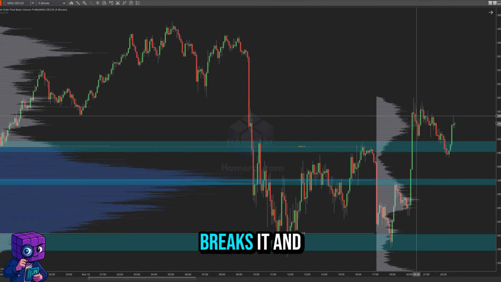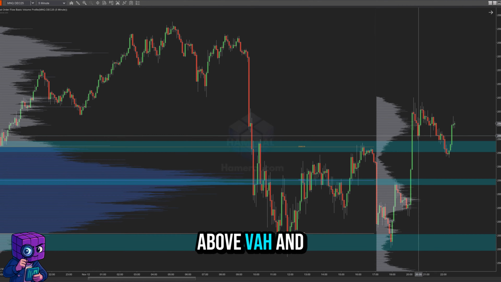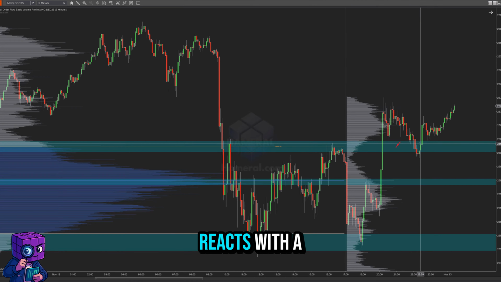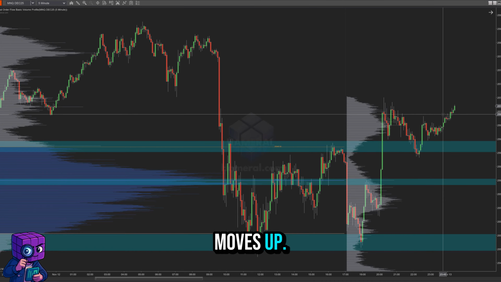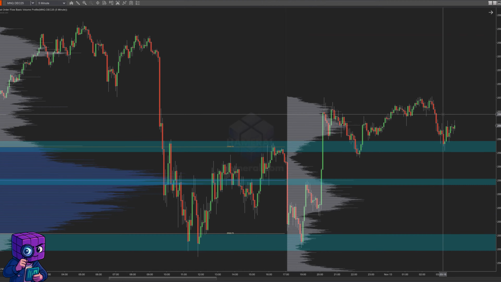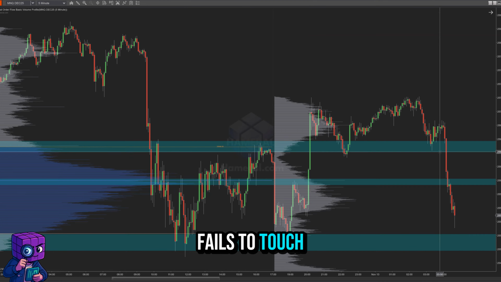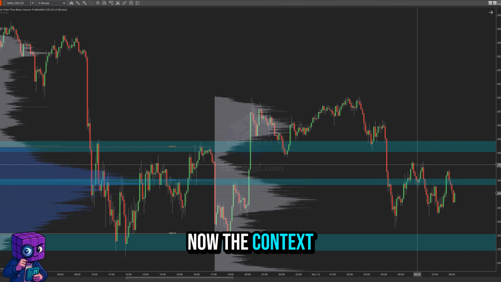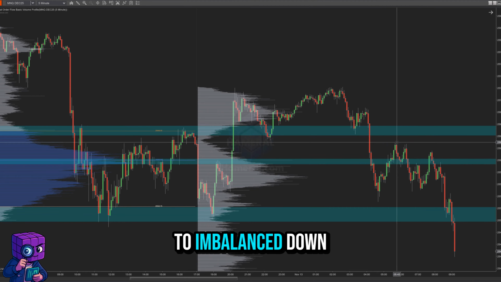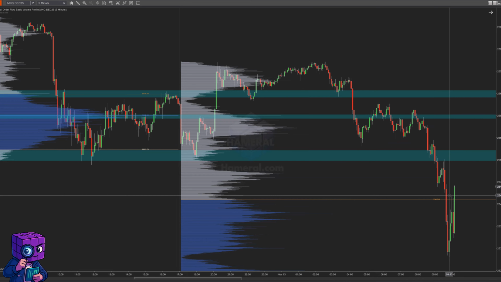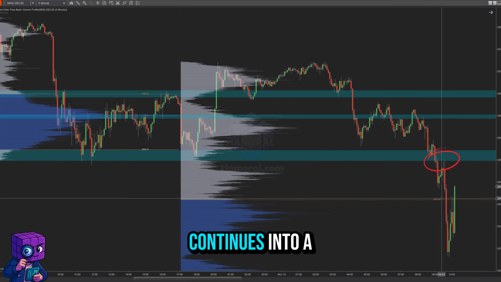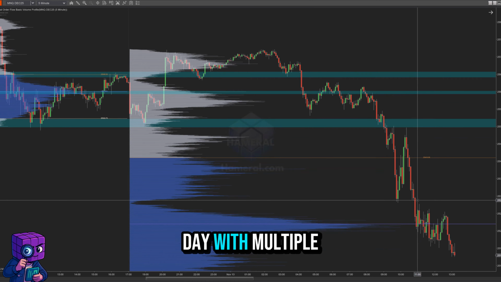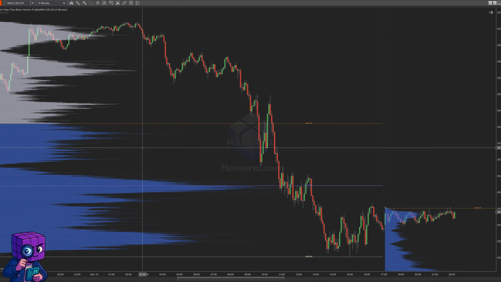Price reacts strongly, pushes to VAH, breaks it, and now price is above VAH. And the context becomes bullish. Price pulls back to a key area, reacts with a bullish candle, and moves up. A nice buy opportunity. Then price comes back again, fails to touch the level, and breaks down aggressively right at the New York Open. Now the context changes from balanced to imbalanced down. Price retests, forms a strong bearish candle, and continues into a clean downtrend. A beautiful trend day with multiple sell opportunities.